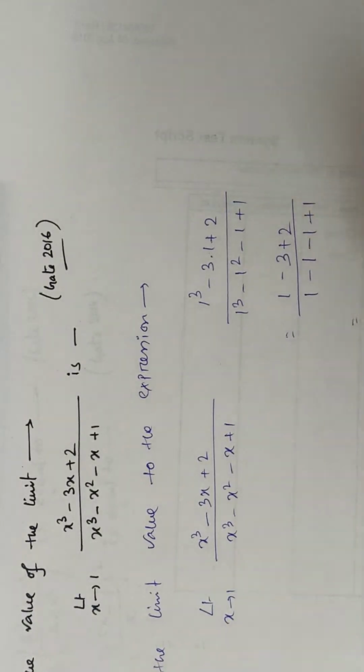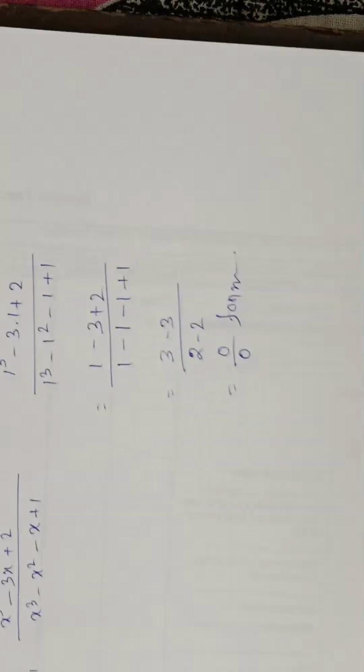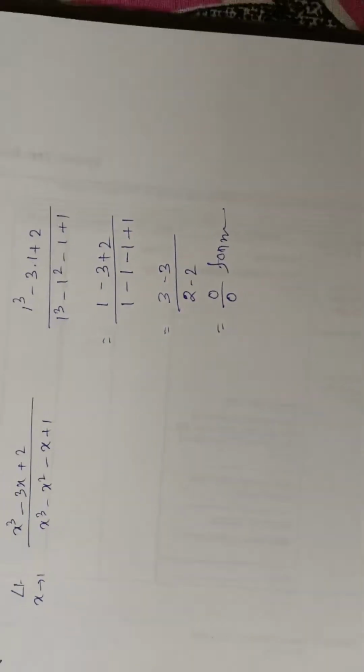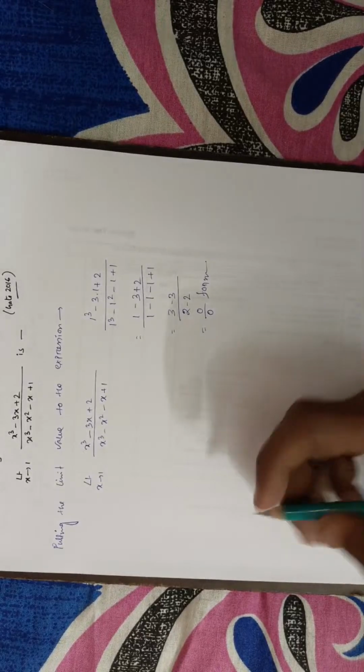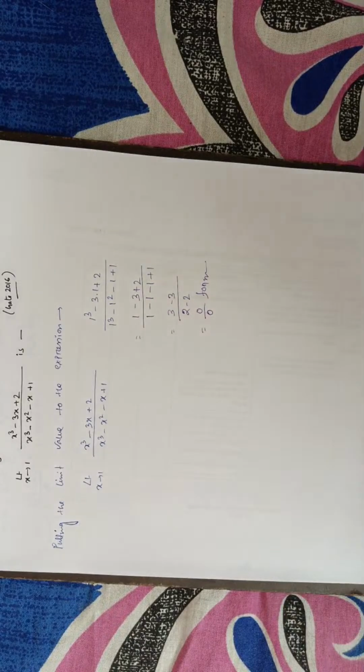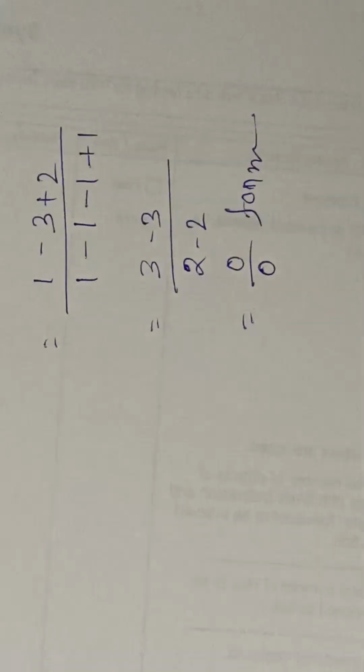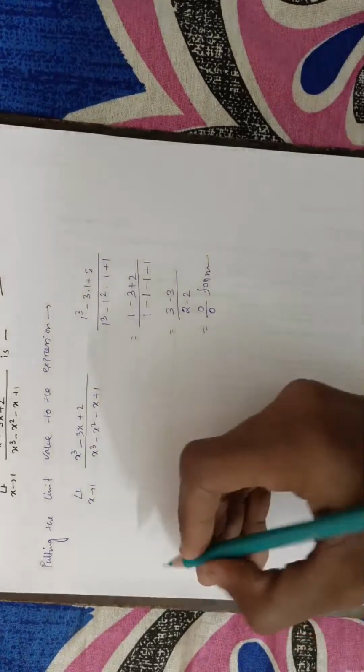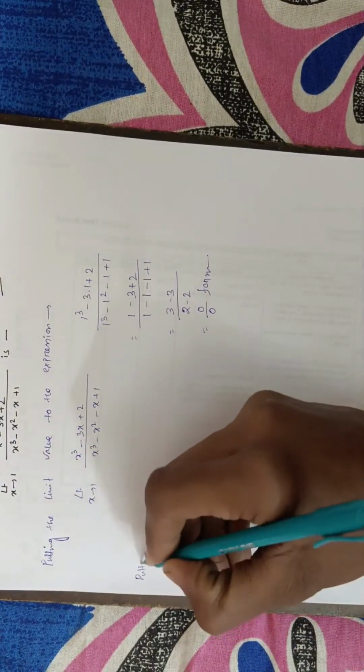So 1 plus 2 is 3, 3 minus 3 is 0, upon 1 minus 1 cancels out, minus 1 plus 1 cancels out. So we get 0 by 0 form. If we get 0 by 0 form, then we can apply the L'Hospital method. The L'Hospital method says to take the first derivative of the numerator and the denominator.